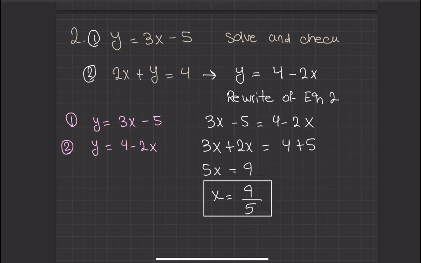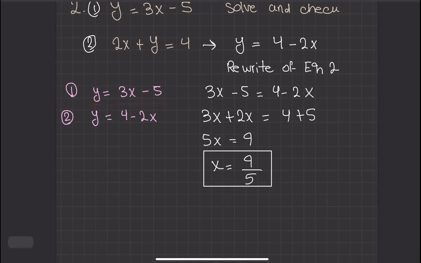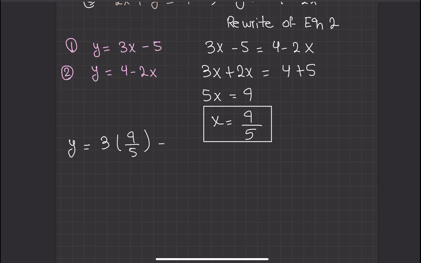Now we're going to find y. I'm going to choose the first equation because it seems easier. So I'm going to write down y, which we're going to solve for, equals 3 times. Instead of x, I have the x number, so I'm going to write down 9 over 5 minus 5. And I'm going to solve for this one. So remember, here I'm going to do multiplication. Here we have a 1, so it's going to be 3 times 9 and 5 times 1. So y equals 27 divided by 5 minus 5.